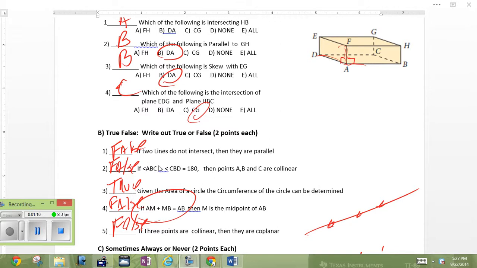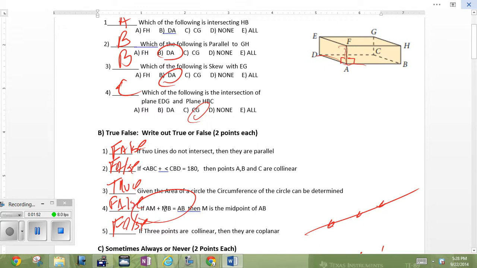If angle ABC plus angle CBD equals 180, then the points A, B, and C are collinear. Well, okay, if two angles add up to 180, you could have two right angles adding up to 180 up here. Let's look at EDC and EDA. They add up to 180, but those points A, D, and C are not collinear. So that would be an example of where that's not the case. Given the area of a circle, the circumference of the circle can be determined. We've had problems like that. In fact, one of the last problems on the quiz on this test addresses that.